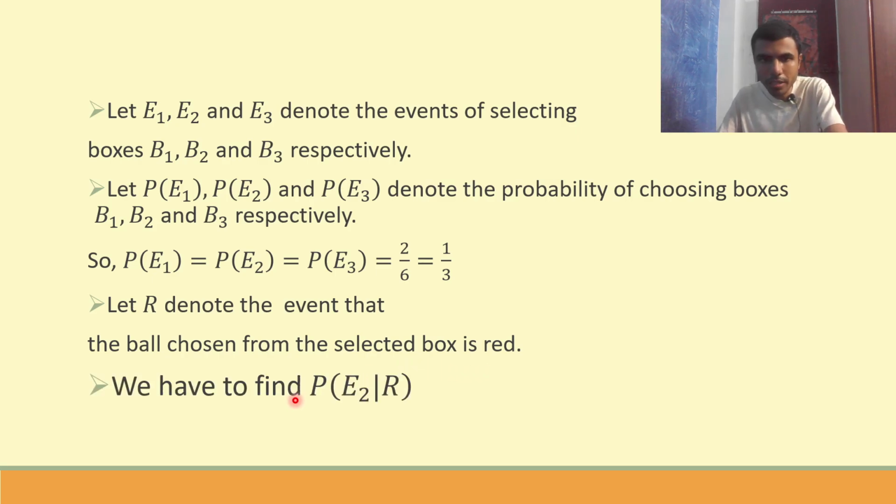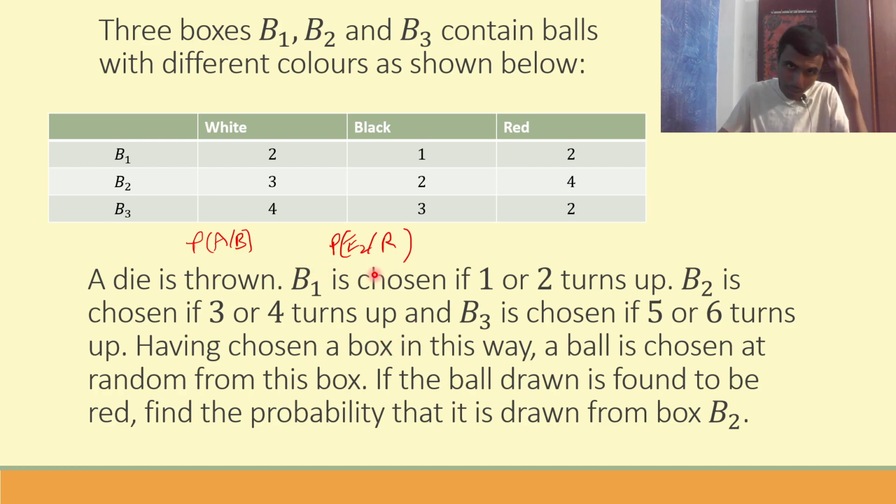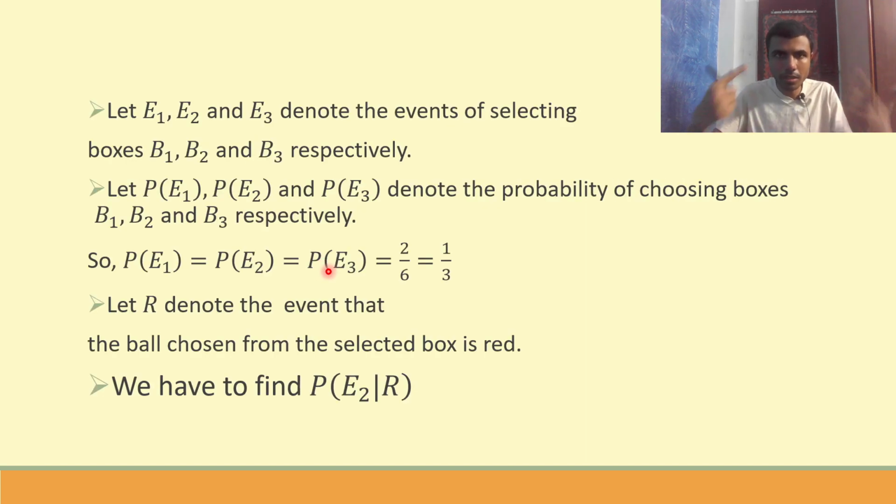Fine. Now we have to find out P of E2 by R. This I already explained here. Now we have to find out P of E2 by R. Why this has come, I already explained. Fine. Now, if you did not understand, watch the video twice or thrice again and again. You can even watch the other video which I made, something related to this.